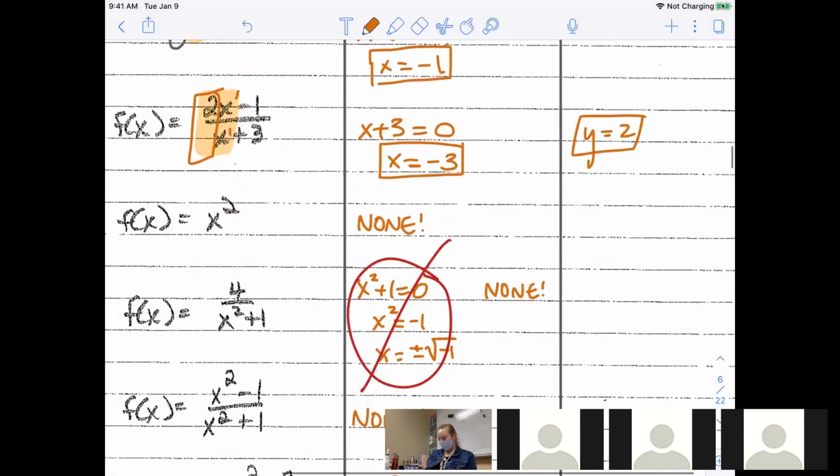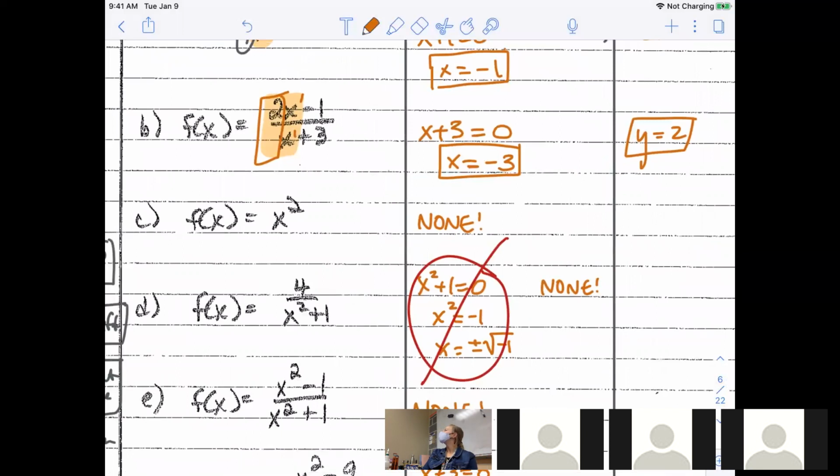All right, what about letter C? Does this look like the other two examples we just did? No, because it's not a fraction. Does it get an asymptote? No, this is y equals x squared. There are no asymptotes in a quadratic. None.